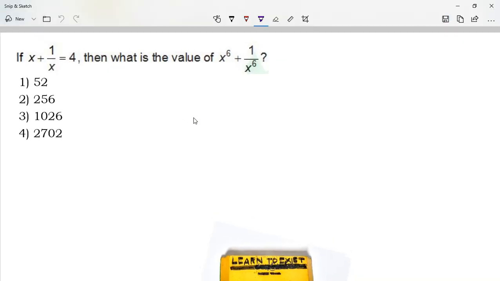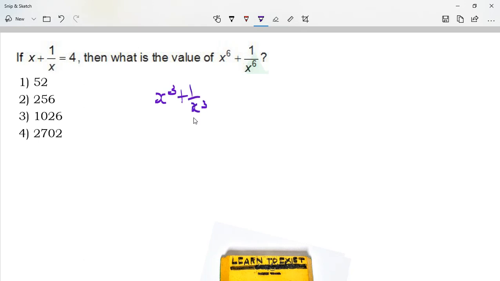Okay, we are given x plus 1 by x value and we need to find out x raised to 6 plus 1 by x raised to 6. Okay, so there's two ways to do this. One easy way would be x plus 1 by x is given, so we can actually find out x cube plus 1 by x cube and it will be an integer, right? So x cube plus 1 by x cube will be an integer.